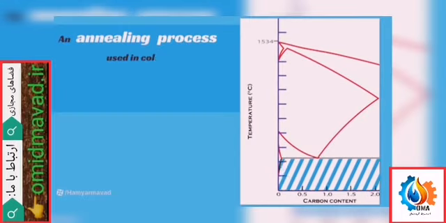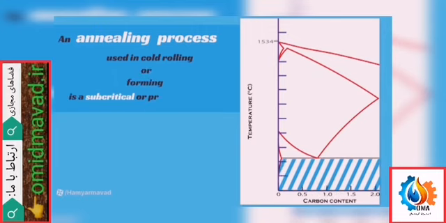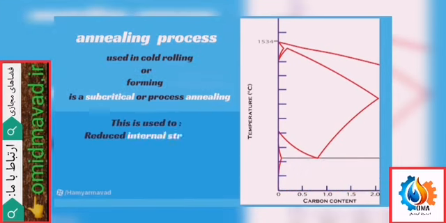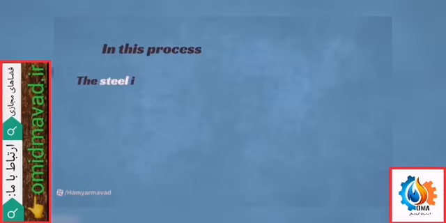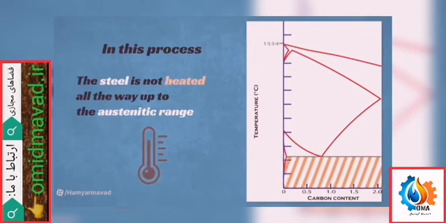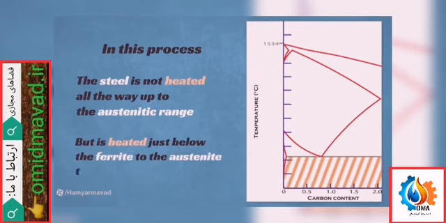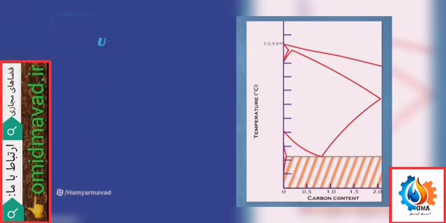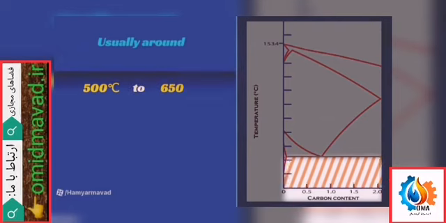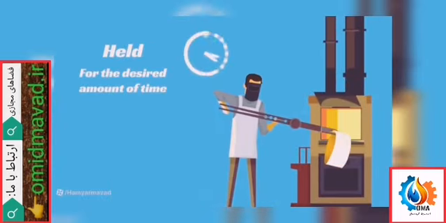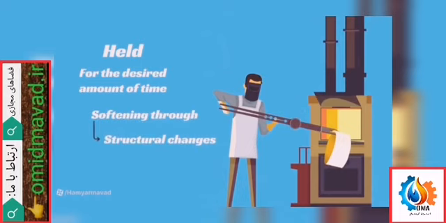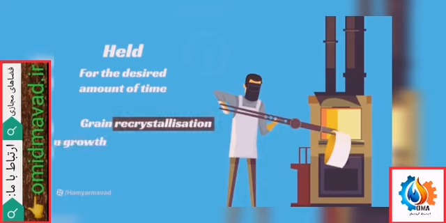An annealing process used in cold rolling or forming is a subcritical or process annealing. This is used to reduce internal stresses after manufacture or to enable further processing. In this process, the steel is not heated all the way up to the austenitic range, but is heated just below the ferrite to austenite transformation temperature, usually around 500 degrees to 650 degrees Celsius or 930 degrees to 1200 degrees Fahrenheit. The material is then held for the desired amount of time to cause softening through structural changes, primarily grain recrystallization and grain growth.